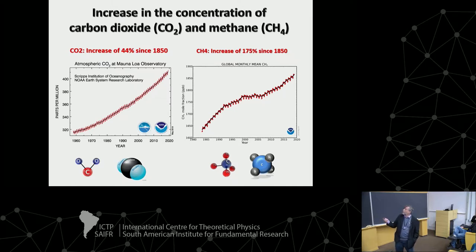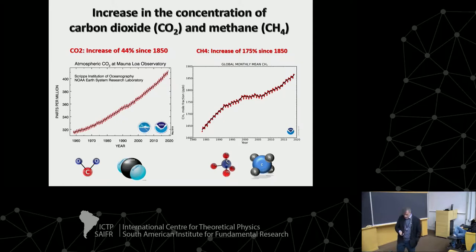So now it's 414 parts per million. It was 280 before the Industrial Revolution. So you see that you have steadily increasing CO2 concentrations. CO2 has increased 44% since the Industrial Revolution. Methane increase was 175%. So what this means is that one single species, us, is changing the atmospheric composition. And that is extremely important for several reasons.